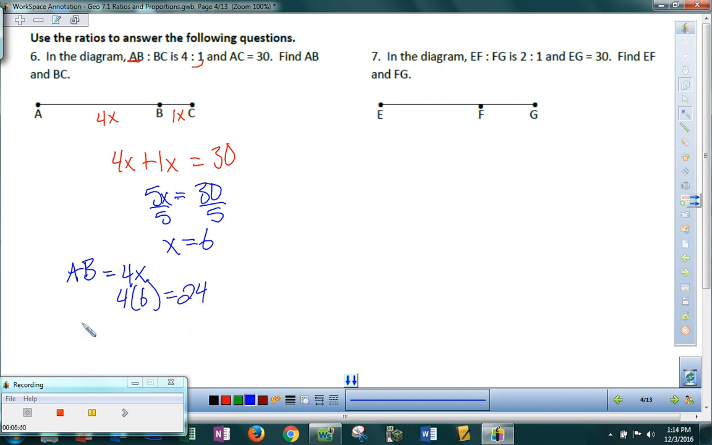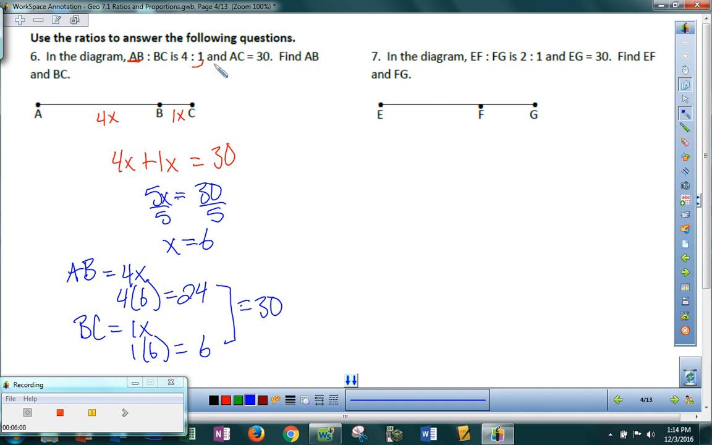Very similarly, we can say BC, that was just 1x, or 1 times 6, and that gives us a length of 6. Now we have two numbers that actually add up to be 30 like we wanted them to be. That's one way you can check yourself, is just to go ahead and make sure that the two numbers you are given add up to what you wanted them to be.